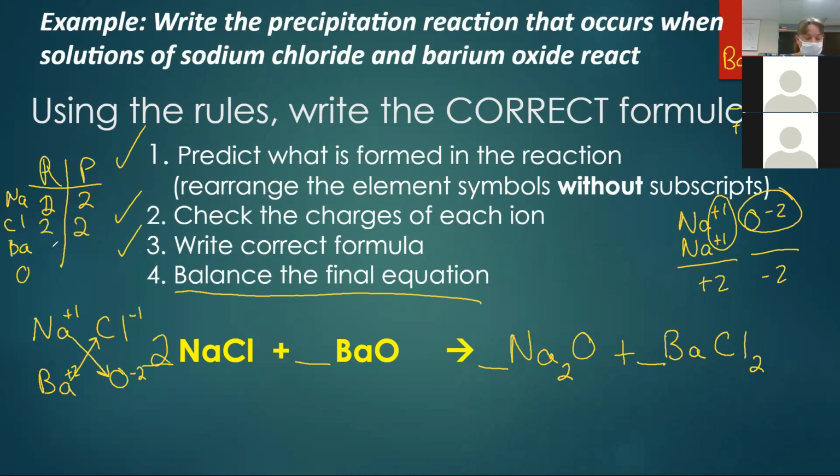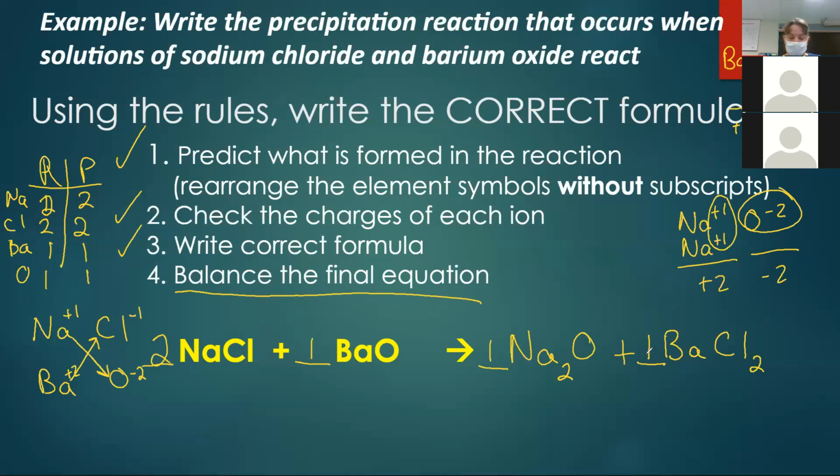We have 1 Ba on the left. We have 1 Ba on the right. We have 1 O on the left, and we have 1 O on the right. Okay, so it only took 1 coefficient. Again, we can put 1s in those spots. You don't have to put them there, but I would like the 1s there, just because it fills those spaces.